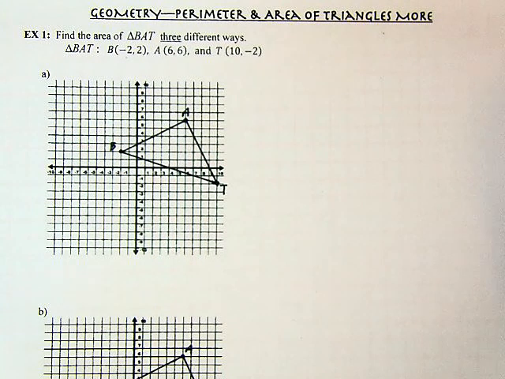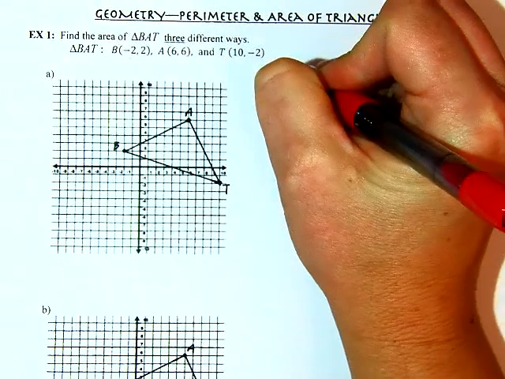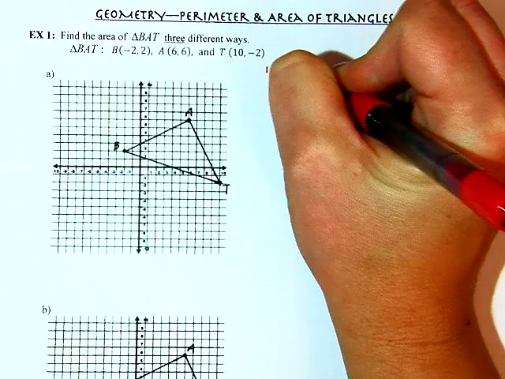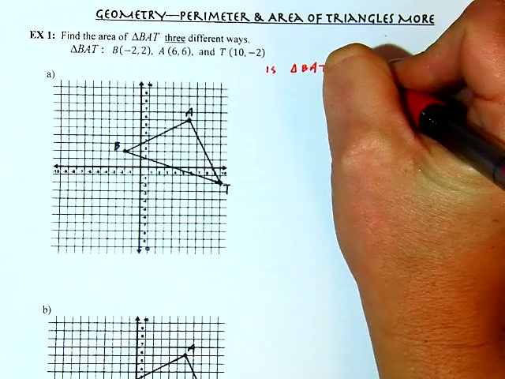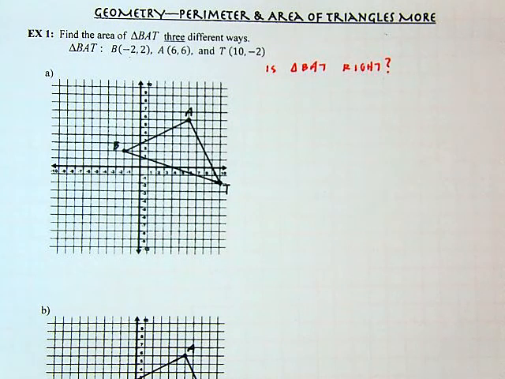All right, so first up, I just want to go over area in 3 different ways. So I'm showing you 3 different ways to get to the same end result. That is the goal. So first method here, I'm first just going to ask myself, is this a right triangle? So is triangle BAT, is it right? How would I know? Well, I would know that if I have 2 sides that are perpendicular, that would create a right angle, and then this would be a right triangle.